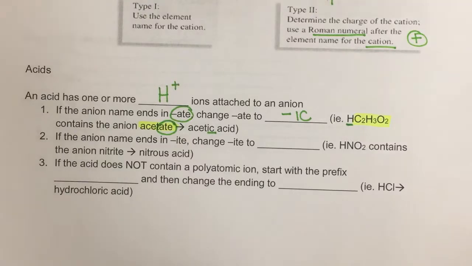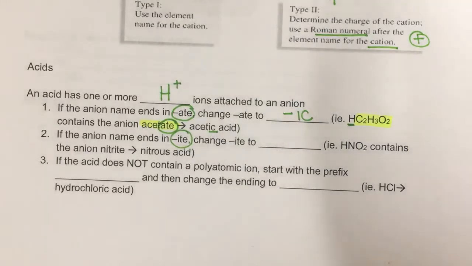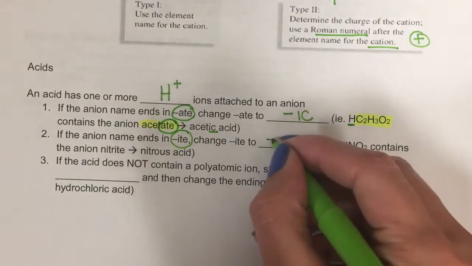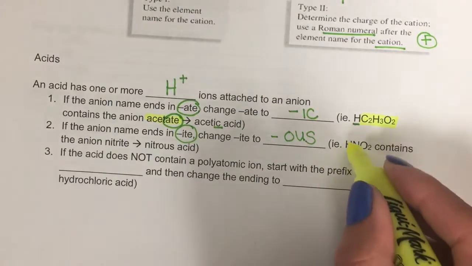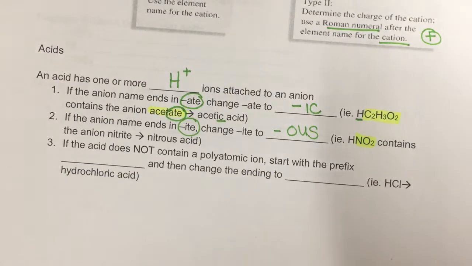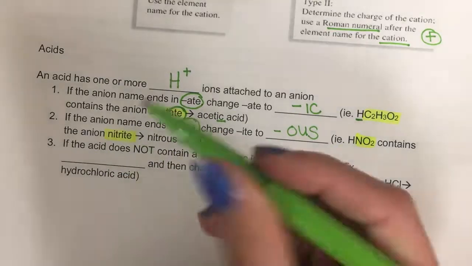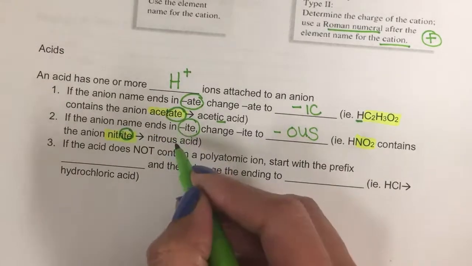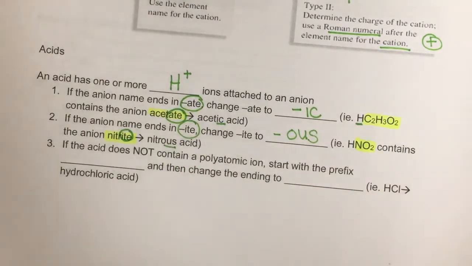Okay? If it has a polyatomic ion, and the polyatomic ion ends in ITE, sulfite, phosphite, nitrite, I'm getting rid of the ITE and changing it to OUS. Okay? So here I've got H, NO2. The H tells me it's an acid because it's in the front. NO2 is the polyatomic ion nitrite. I take the ITE and change that to OUS. So instead of nitrite, it is now nitrous acid.